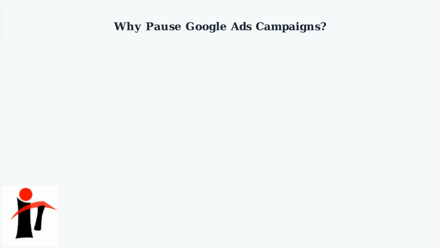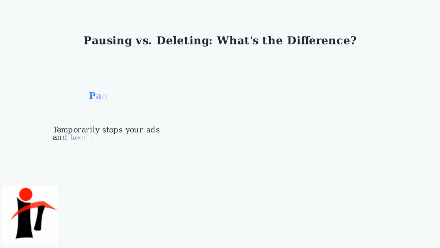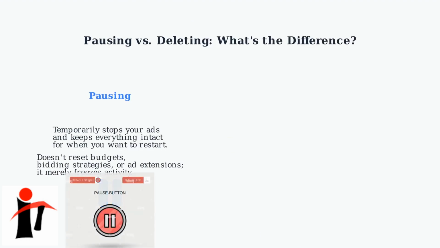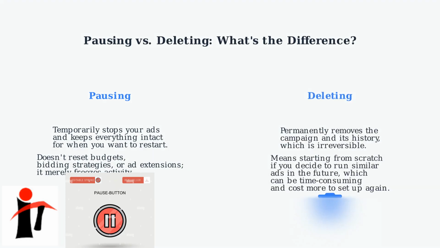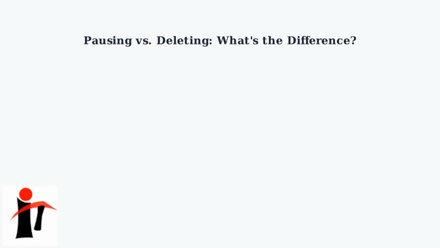Pausing is free and instantaneous. Pausing temporarily stops your ads and keeps everything intact for when you want to restart. Deleting permanently removes the campaign and its history, which is irreversible.